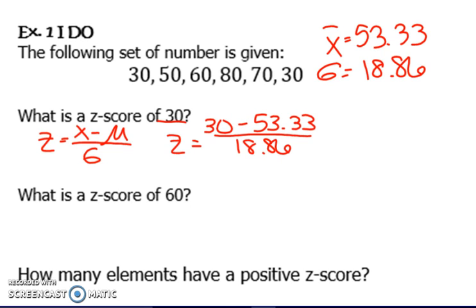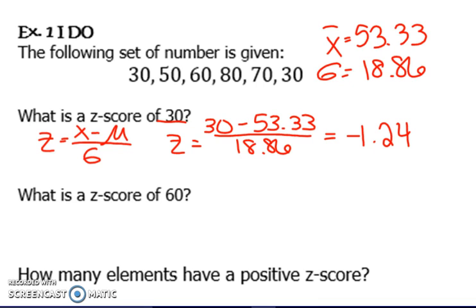Here's one thing to check yourself. If my mean is 53 and I have a score of 30, it's below it, so my answer better be negative. In this case, if you do the math, you end up with negative 1.24. So it is negative 1.24 standard deviations away from the mean.